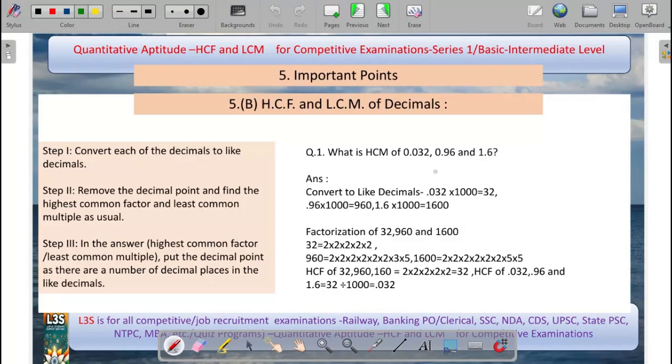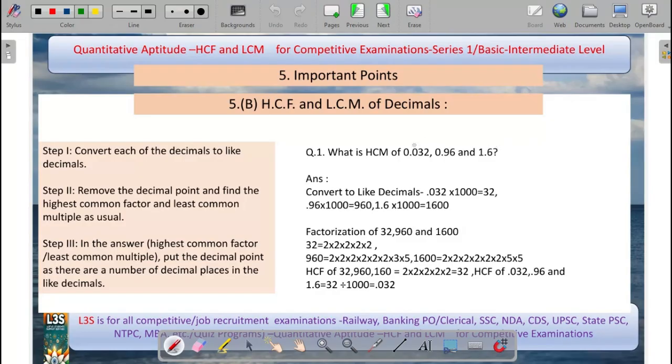So without decimals we will find out. First we will convert to non-decimal, then we will take the HCF and LCM, and later we will put the decimal point back. Once we get the HCF or LCM, we will put the decimal point there finally. One example is 0.032, 0.96 and 16.